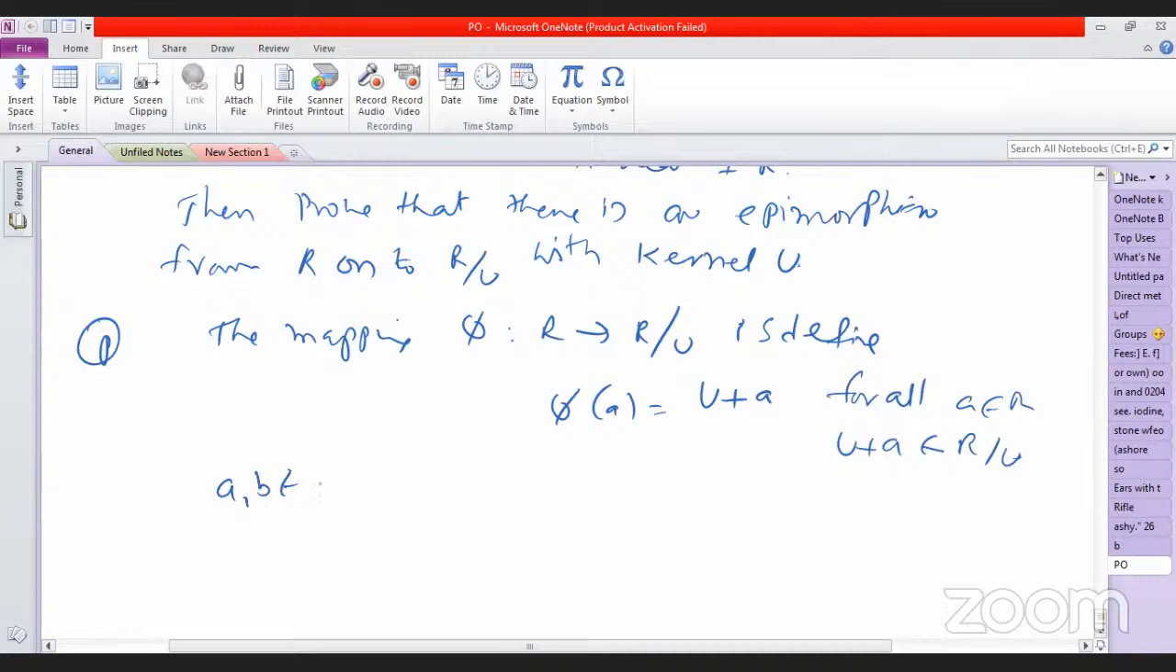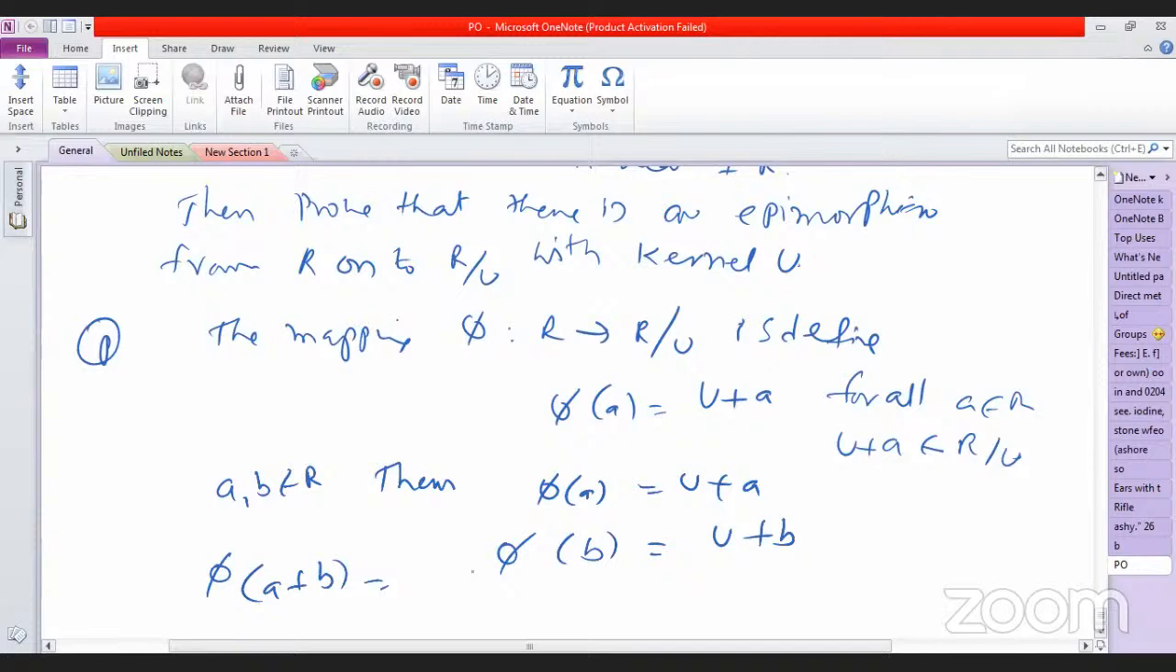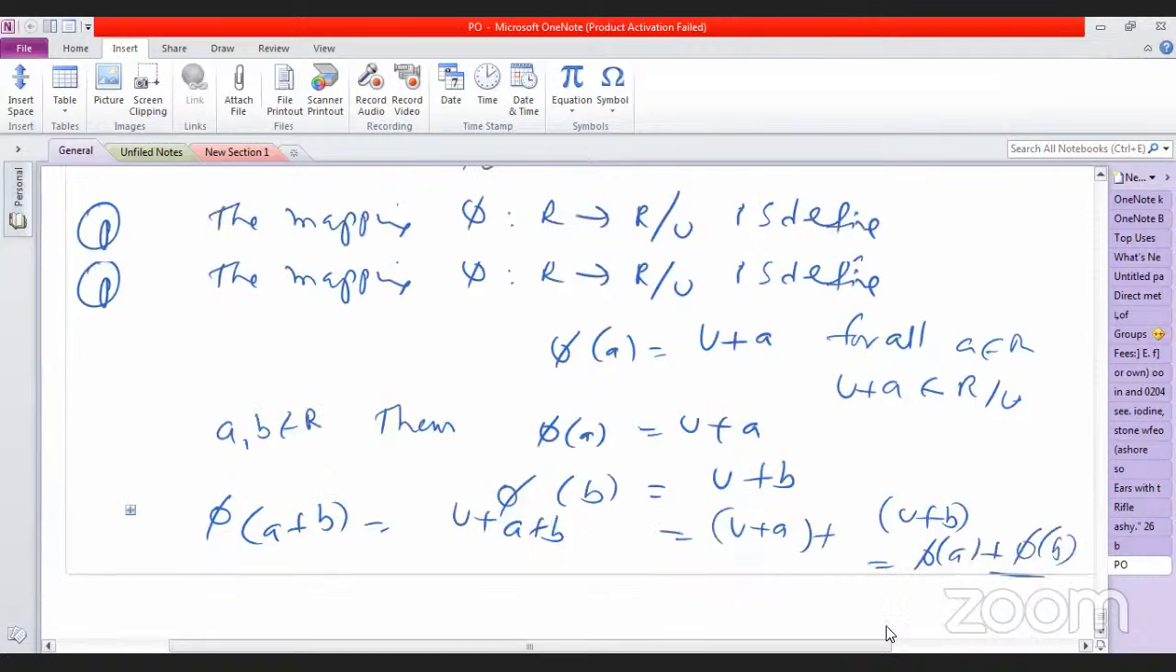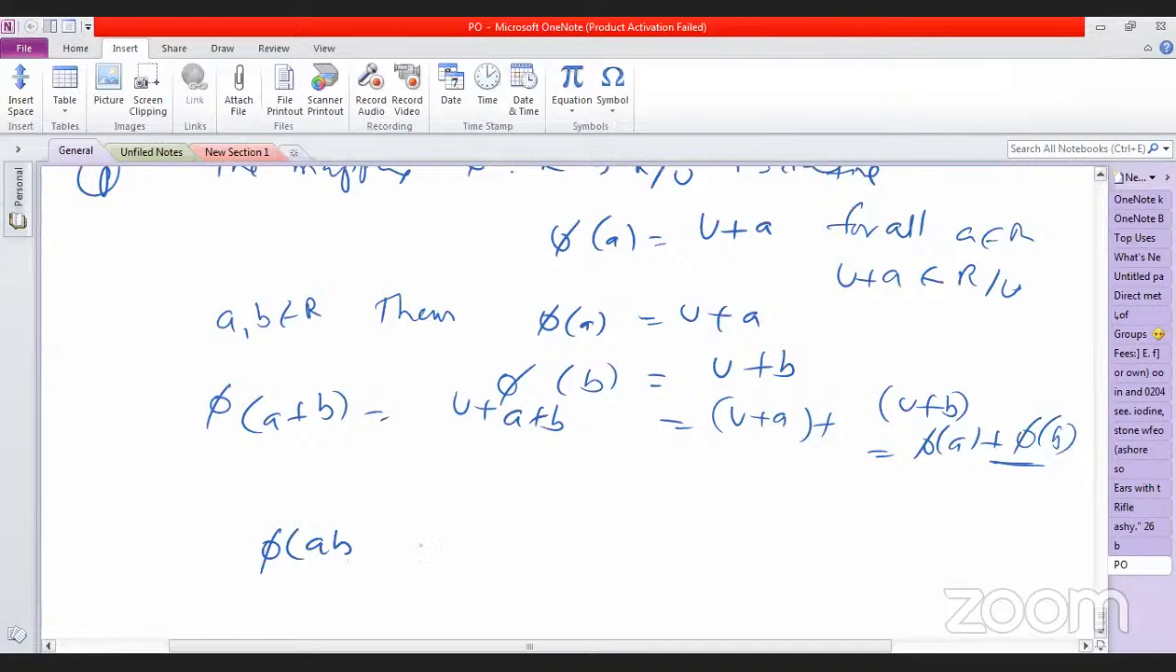A belongs to R, then phi of a is U plus a, phi of b is U plus b. Phi of a plus b is U plus a plus b, which is phi of a plus phi of b. So phi of ab is equal to U plus ab, then doing multiplication, U plus a into U plus b.